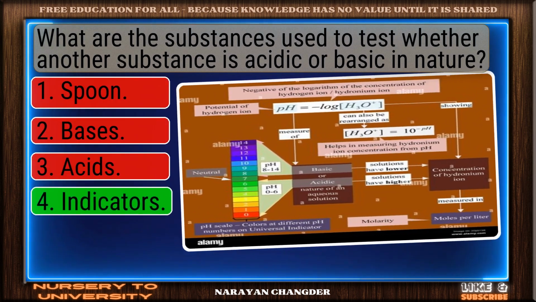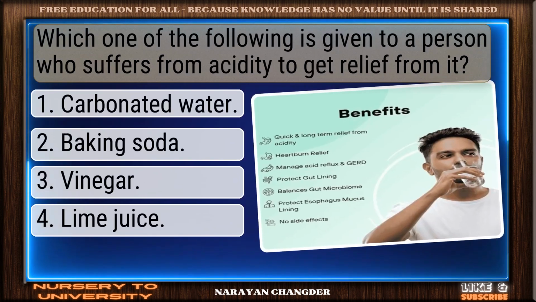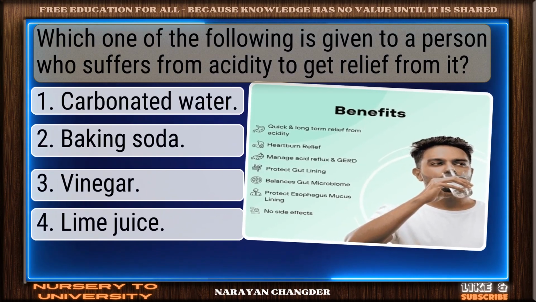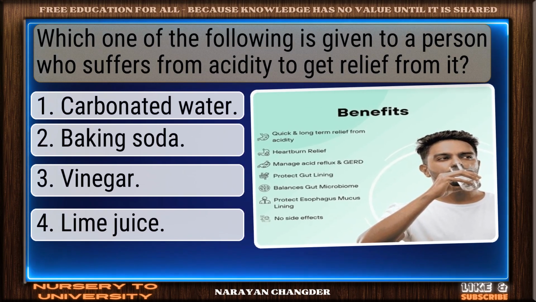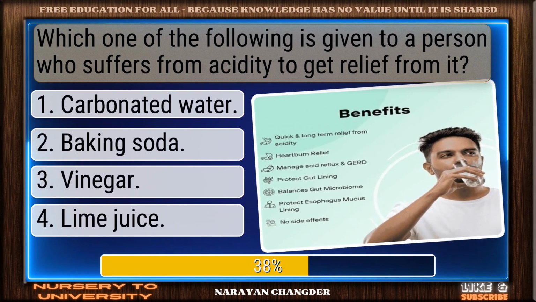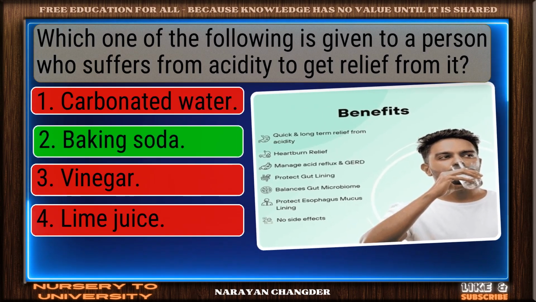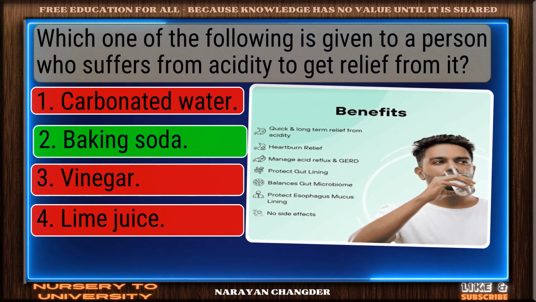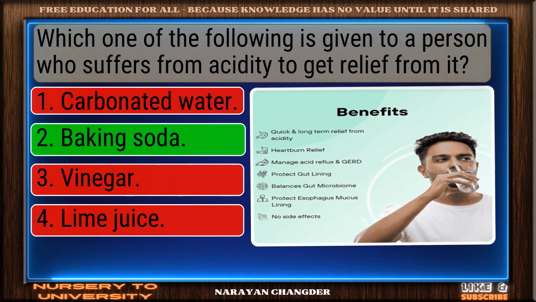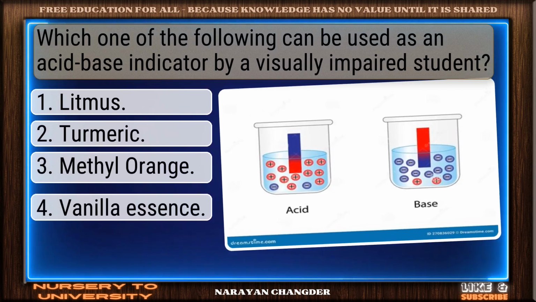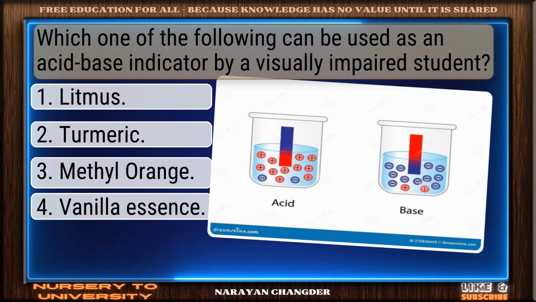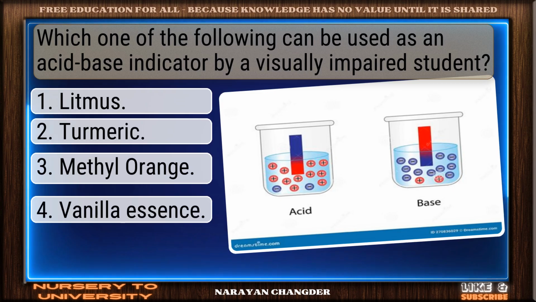What are the substances used to test whether another substance is acidic or basic in nature? Nicely done. Indicators is solid. Which one of the following is given to a person who suffers from acidity to get relief from it? Smart move. Baking soda is the accurate answer. Which one of the following can be used as an acid-base indicator by a visually impaired student?